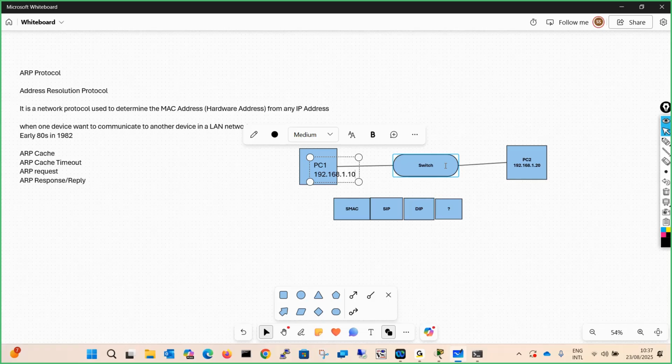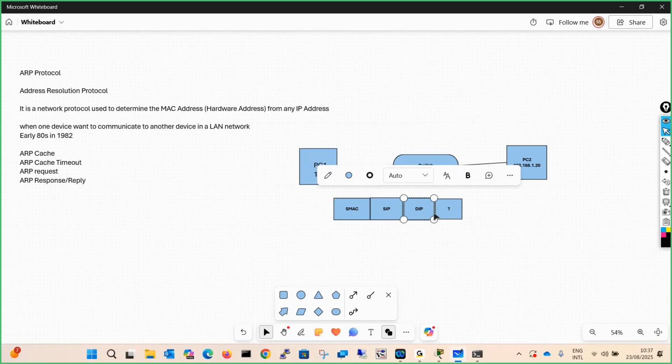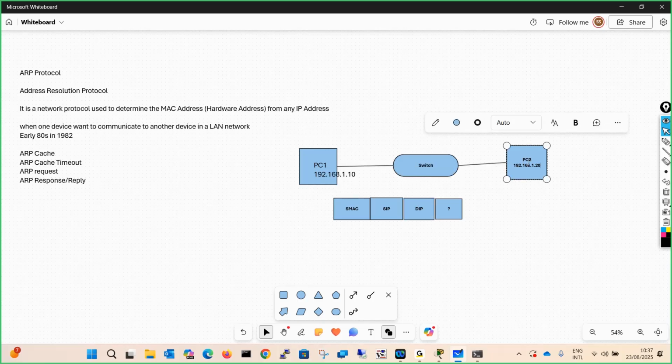Each and every device will check this broadcast message, which contains source MAC, source IP, and destination IP. They will check, okay, the destination IP is this, so this is not for me, and they will drop it. Another PC will check, the destination IP is this, this is not for me, it will drop. But when it reaches PC2, PC2 will check what the destination IP in the frame is. It will see, oh, this is 192.168.1.20, okay, this is for me. PC2 will accept, and all other PCs in the network will drop the request message because it was not intended for them.